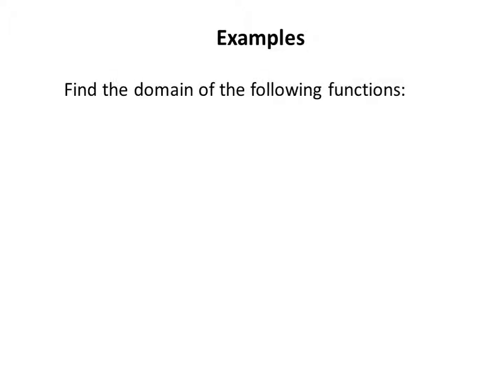So how do we find the domain? Here is an example. Find the domain of the following function. We have f of x equal to x plus 4 over x squared minus 2x minus 3. In the solution here, we know that this is a fraction, a rational expression. We have a numerator and a denominator, and we know that the denominator cannot be 0.